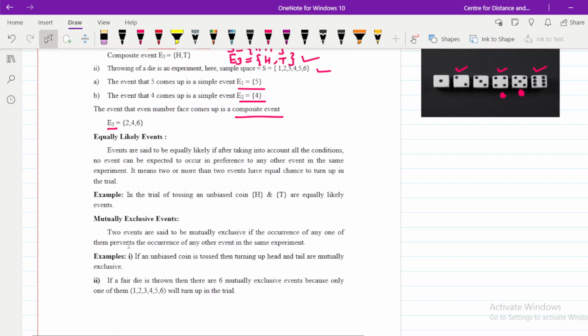Then mutually exclusive events. Two events are said to be mutually exclusive if the occurrence of any one of them prevents the occurrence of any other event in the same experiment. For example, if an unbiased coin is tossed, then turning up head and tail are mutually exclusive. And second one, if a fair die is thrown, then there are 6 mutually exclusive events because only one of them, that is 1, 2, 3, 4, 5, 6, will turn up in the trial.